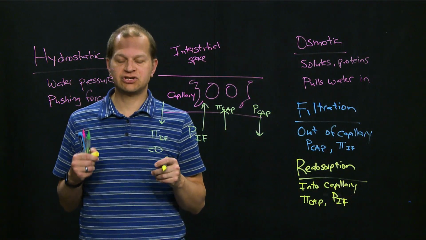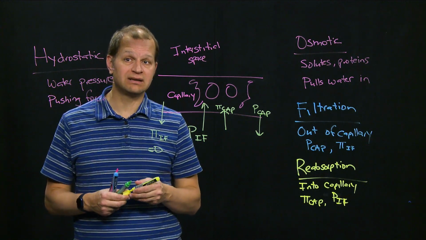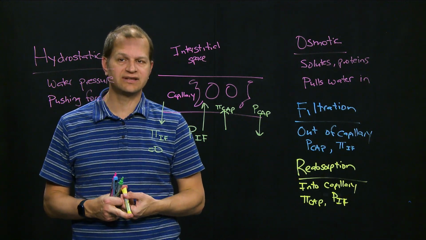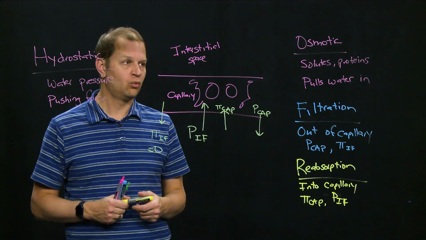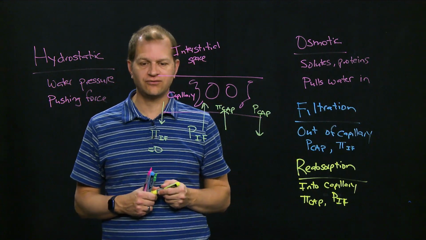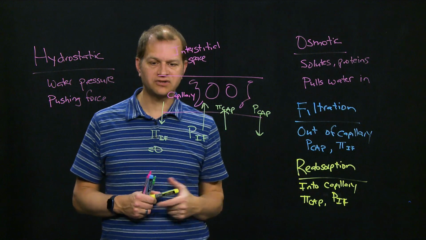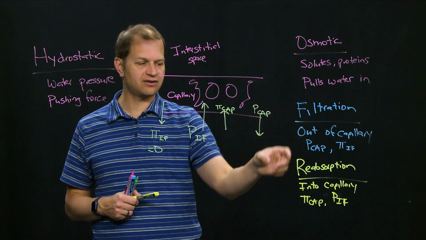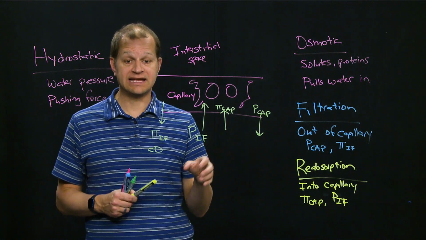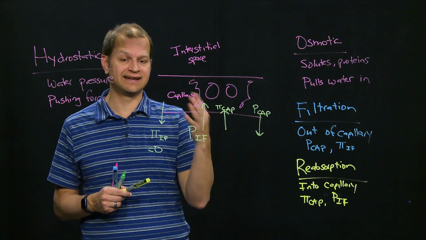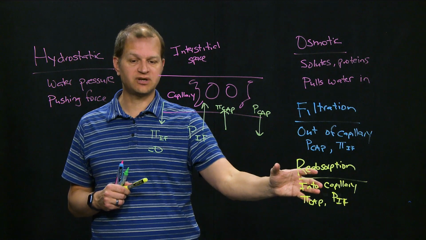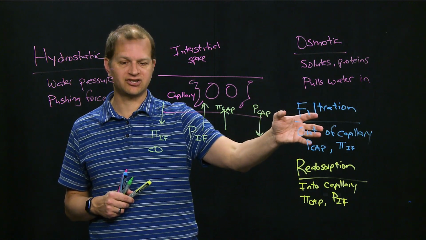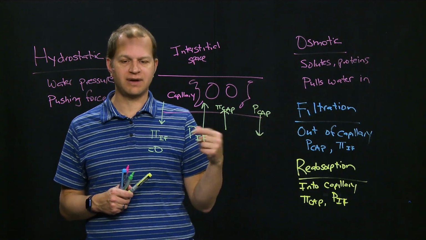Now, in order to determine whether more fluid is leaving the capillary or entering the capillary, it's relatively simple. We just add up the filtration forces, we add up the reabsorption forces, and we subtract these two. If the filtration pressure is greater than the reabsorption pressure, that means more fluid is leaving the capillary than is entering. If the reabsorption pressures are greater than the filtration pressures, that means more fluid is coming back in.